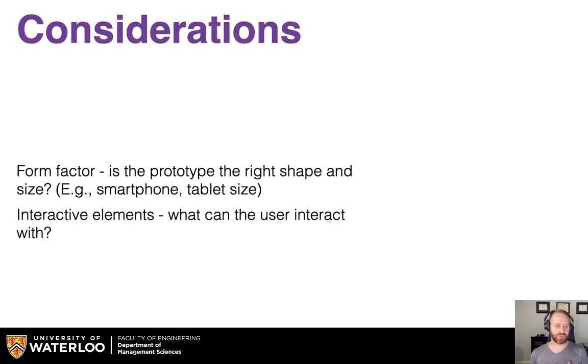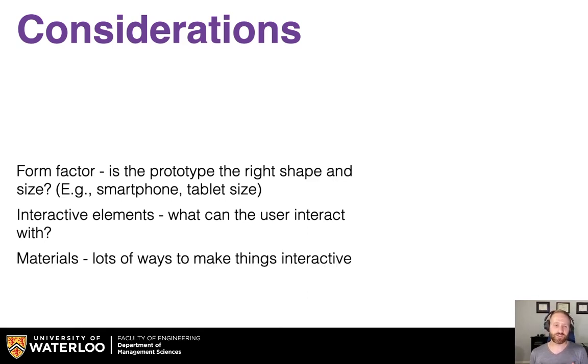Interactive elements. What can the user interact with? So you want to think about how you're going to be able to model the affordances of these low fidelity objects and how you might be able to actually make them so that you can manipulate them, which is where you start to think about materials.